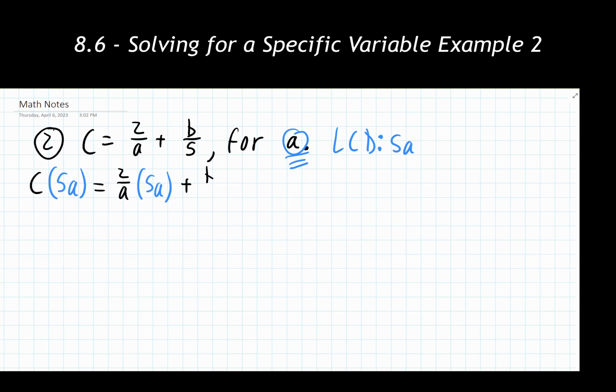I don't know what's coming after that, but at the very least fractions will be gone, and that's probably going to make things at least a little bit nicer. So on the left side over here, nothing's going to cancel, so I'm just going to get 5ac.